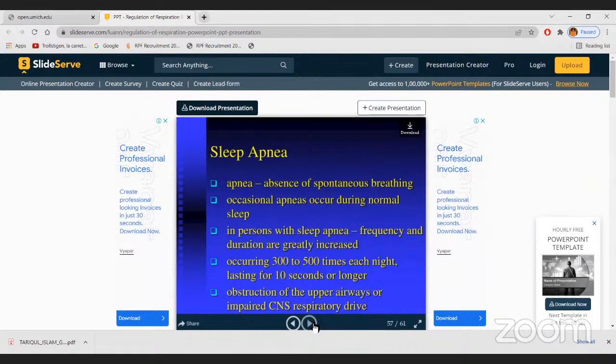Apnea is the absence of spontaneous breathing. Occasional apnea occurs during normal sleep. In a person with sleep apnea, frequency and duration are greatly increased, occurring 300 to 500 times in each night, lasting for 10 seconds or longer. Obstruction of the upper airways or impaired CNS respiratory drive. What is the meaning of CNS?